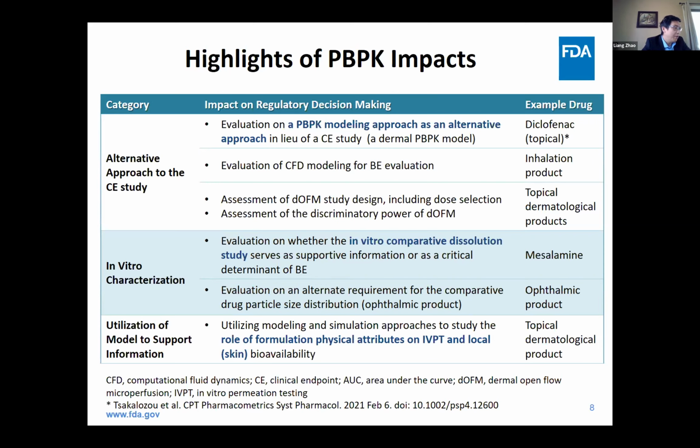Novel approaches are being developed in the realm of inhalation and ophthalmic products, where computational fluid dynamics models in combination with the PBPK models will significantly provide weaponry to modernize the regulatory science and practice. Of note, modeling advances in these areas will simultaneously modernize the toolset for new drug development as well. Next slide.